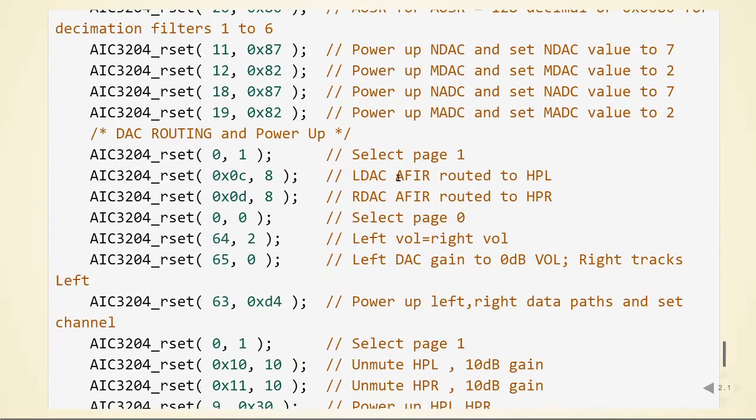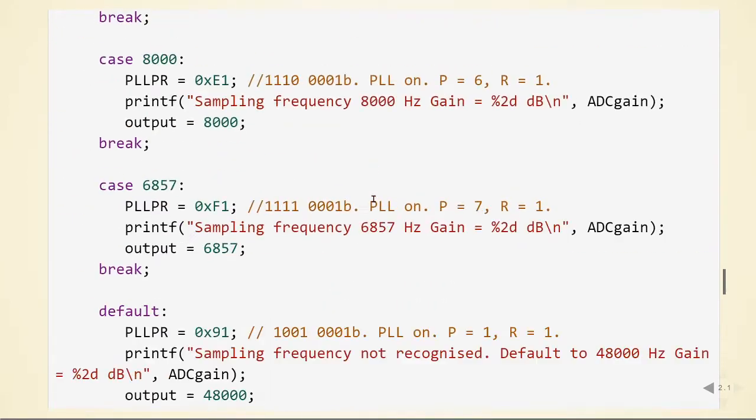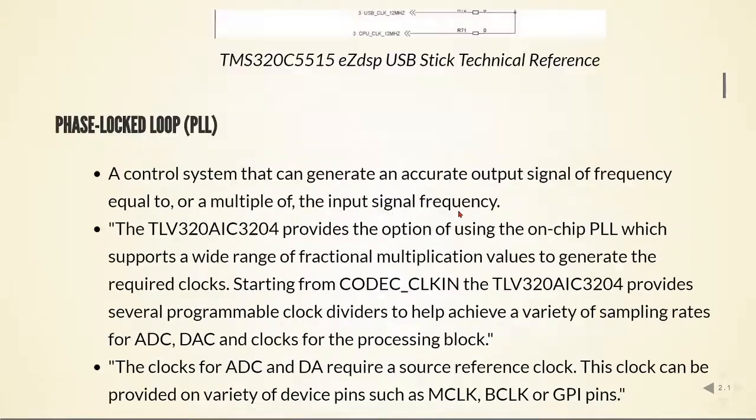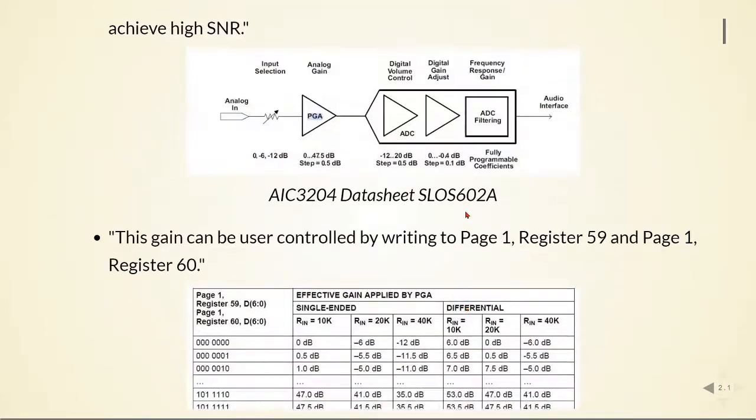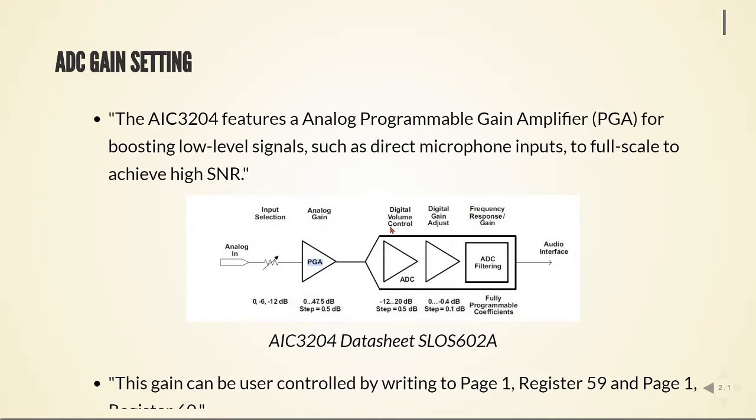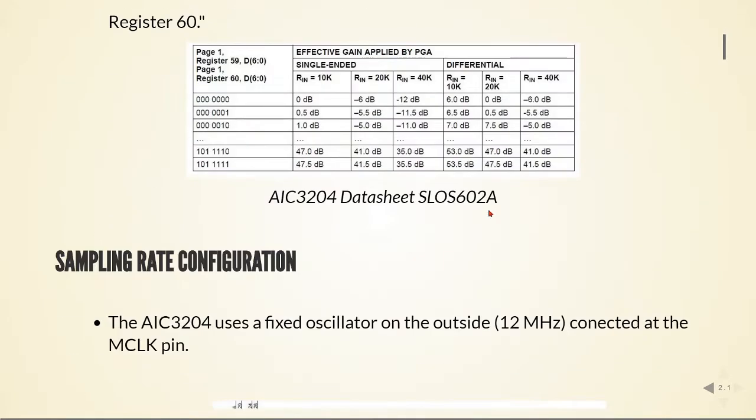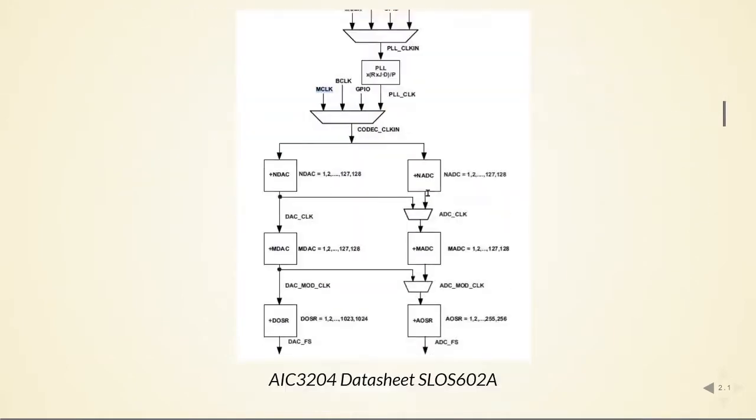Then there is also the possibility to do some routing. We are not going to talk about this, but the audio codec provides many different programmable controls. So we can adjust the digital volume control, we can add some embedded filters. We are not going to do this now, we are just configuring the sampling frequency.